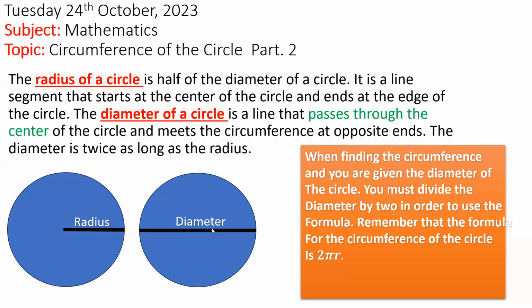So if you're trying to find the circumference of the circle and they give you the diameter, how will you find the circumference? What must you do with the diameter? You must divide it by 2. Very good. Why are you dividing by 2? Because you're trying to find the radius, and the radius is half of the diameter. All right, so that's how we're going to do it.